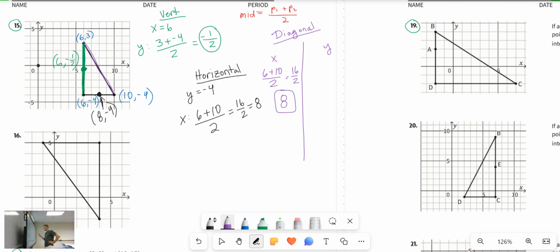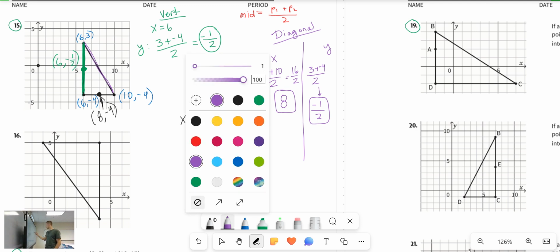So 8. And for our y's, it's going to be positive 3 and negative 4. So positive 3 plus negative 4 divided by 2, which is negative 1 divided by 2. And we can't simplify anymore, right? Because positive 3 plus negative 4 is negative 1, divided by 2 is just negative 1/2.